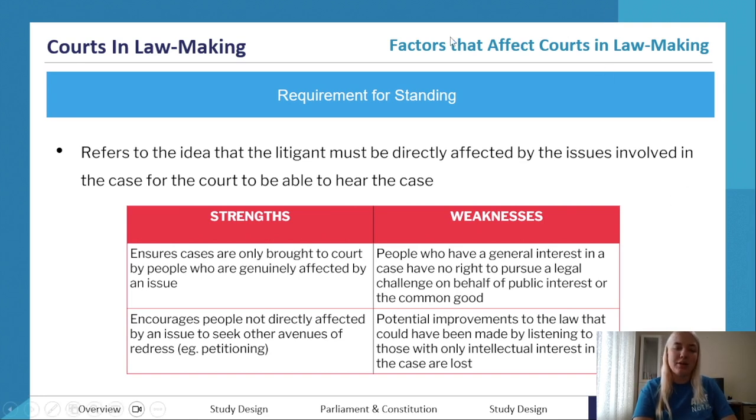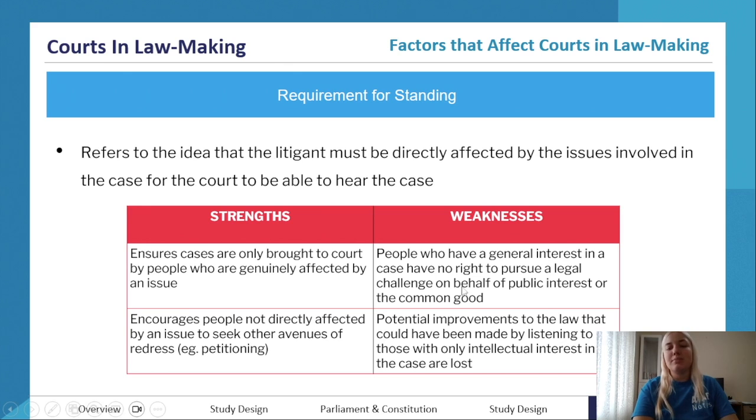So strengths include that cases can only be brought to court by people who are generally affected by an issue, whose rights have definitely been breached in some kind of way. And it also encourages people not directly affected by an issue to seek other avenues of redress rather than creating a burden upon the courts. So, such as starting petitions or demonstrations or talking about it on social media, basically just trying to get the government's attention or, you know, raise awareness so that someone with standing does go to court.